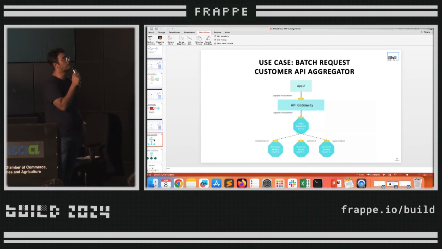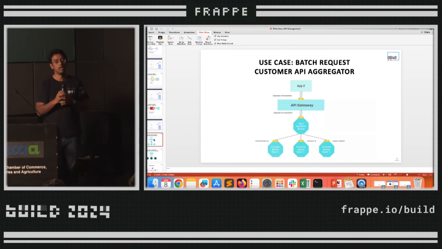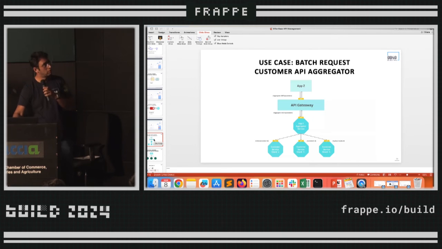Furthermore, use cases of what we are trying directly through Frappe is how I started, where you have an aggregator API, where you want to send one simple request to multiple instances, and that is what we can do.